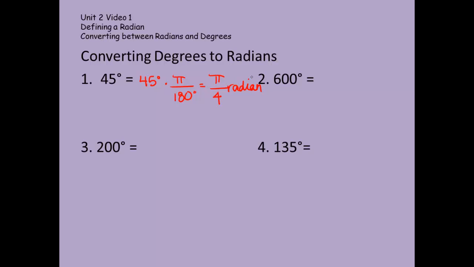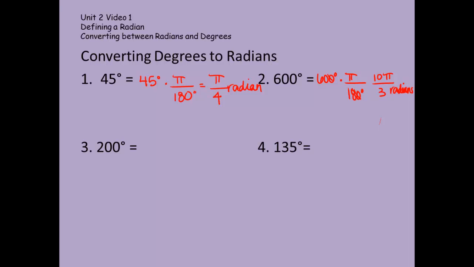Let's try it with 600. So I'm going to take 600 degrees times pi over 180 degrees. And I'll notice that my zeros will cancel. And then I'm left with 60 over 18. And I know that they're both divisible by 6. So if I divide the top by 6, I get 10 pi. If I divide 18 by 6, I get 3. So I'm left with 10 pi over 3, or 10/3 pi radians.